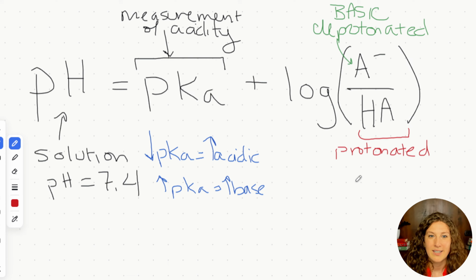It's the easiest way for me to keep track of which one's on the numerator and which one's on the denominator. So this variable basically takes the logarithm of the ratio between the deprotonated form of the functional group and the protonated form.